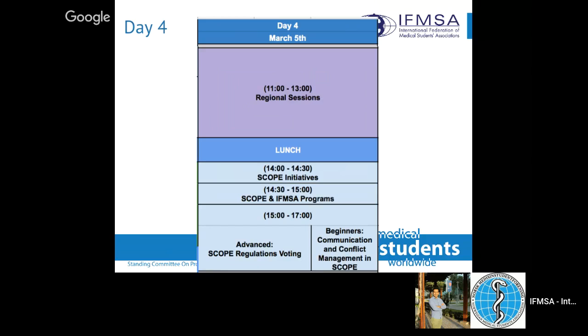From 3 p.m. to 5 p.m., we will have 2 parallel sessions. The one for beginners, I would say the one for the people who are not delegates from their NMO, so they're not supposed to vote for their NMO. Those people will be invited to join the communication and conflict management in SCOPE training. And the other ones who are, of course, entitled to vote for the NMOs will be invited to join the SCOPE regulation voting session, and we will vote on each regulation change proposal.